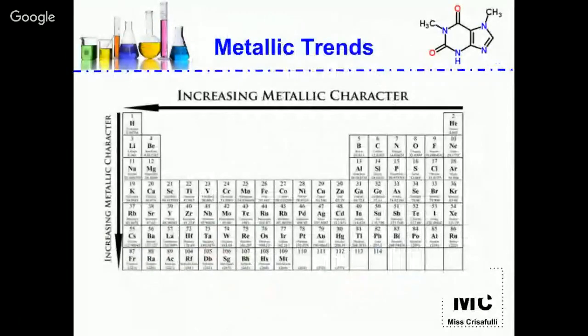So let's talk about metallic trends. Remember, we talked about this in the beginning, but as you go from right to left across a period and down, your metallic character is going to increase. So francium is going to be the most metallic, and fluorine is going to be the least metallic.